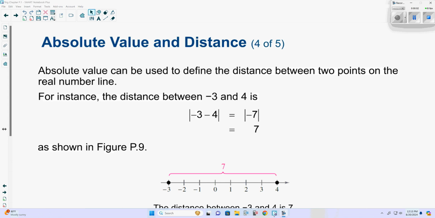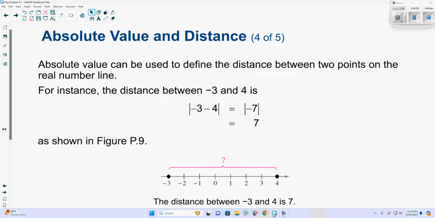We're going to finish up the note sheet that we started yesterday. Today, where we left off was absolute value and distance. Absolute value can be used to define the distance between 2 points on a number line. For instance, the distance between -3 and 4.